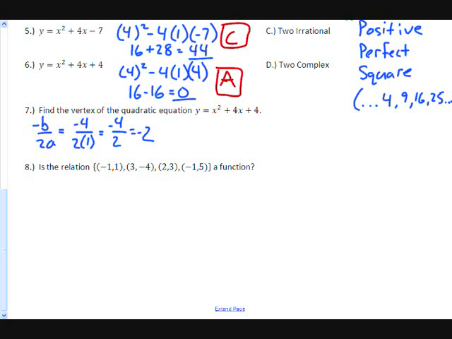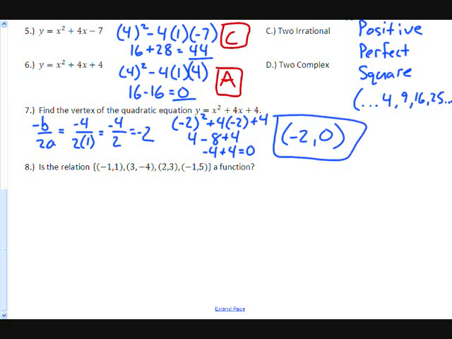To find the y value that goes with that x value, I have to plug the x value back into the equation. So I do negative 2 squared plus 4 times a negative 2 plus 4. That's going to be 4 minus 8 plus 4. So it looks like negative 4 plus 4, which is 0. So the x value is negative 2. The y value is a 0. So my vertex is negative 2, 0.